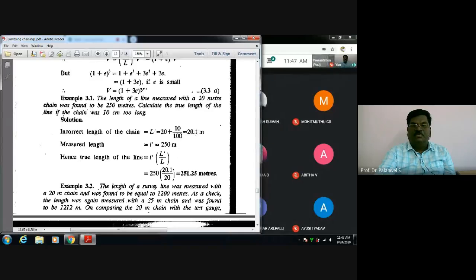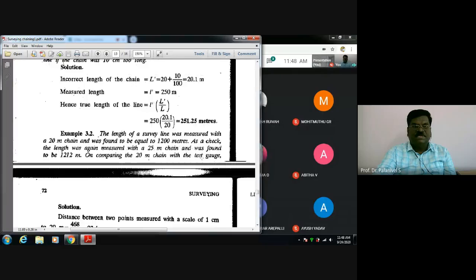Now the measured length, small l dash, is 250 meter, because the length measured is the wrong one. Hence the true length of the line, small l, is equal to l dash into capital L dash by L, which is equal to 250 into 20.1 by 20. Hope you understand. That is equal to 251.25 meter. So the length of the survey line is 251.25 meter. This is the true length of the survey line. This way you have to carry out a correction.